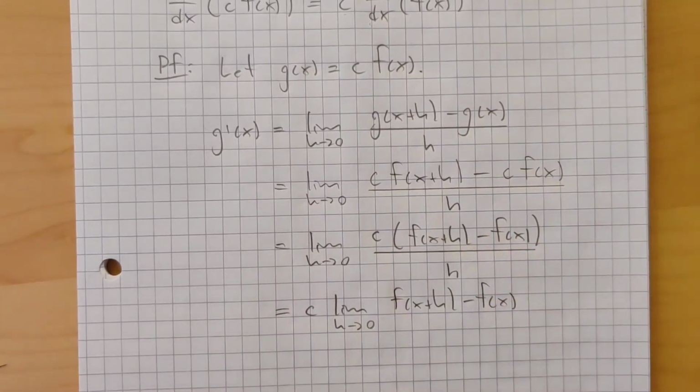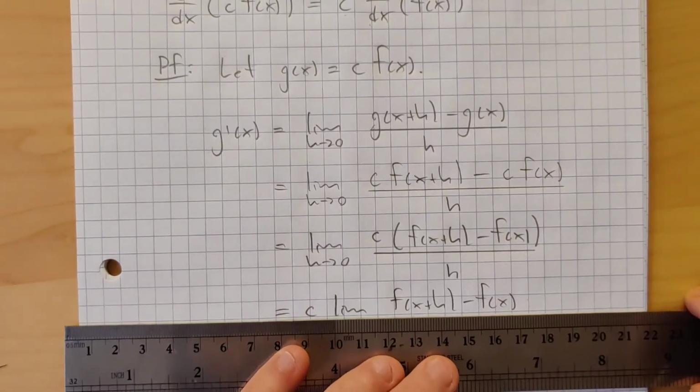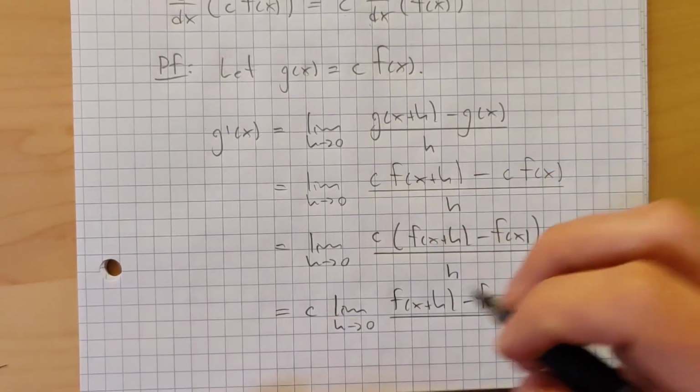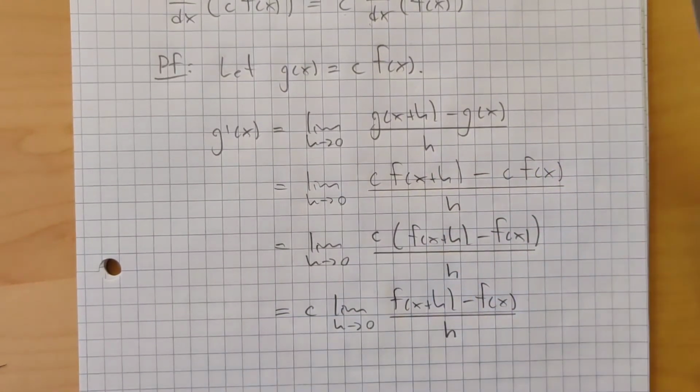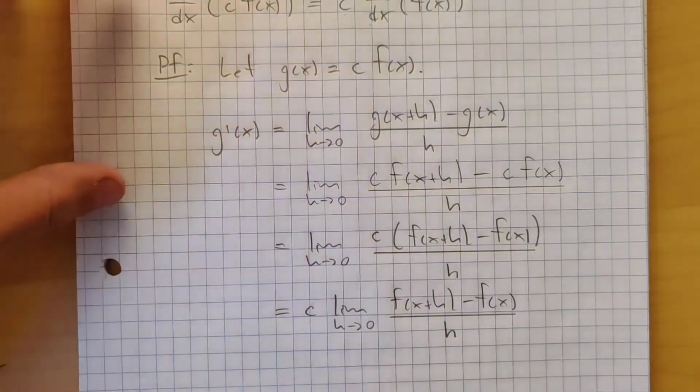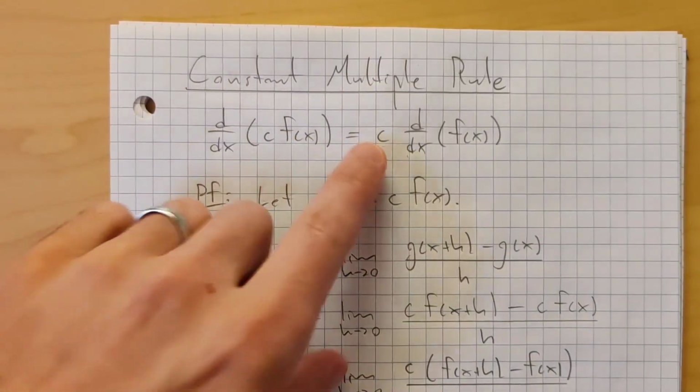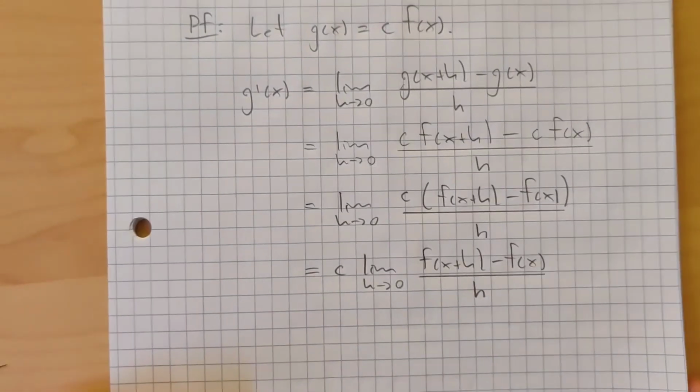And now this limit is the derivative. It is f prime of x. So as long as you can take the derivative of f, then it's true. The derivative of c times f is c times the derivative of f.